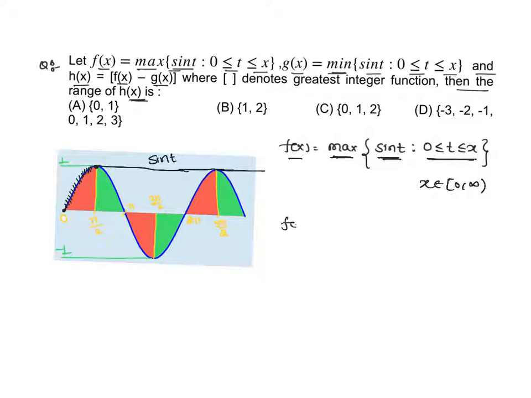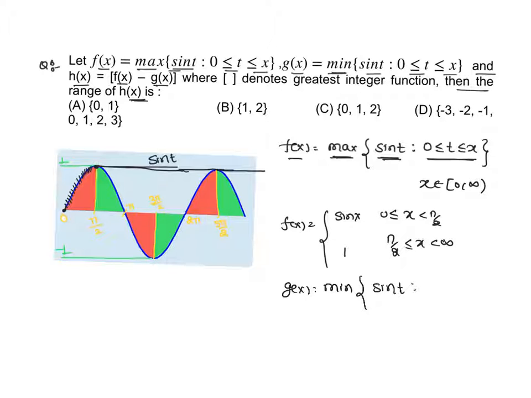So f(x) we can define as what? If x is greater than or equal to 0 and less than π/2, the portion will be sin x. After π/2, till infinity, this will remain constant, that is 1. Similarly g(x), and g(x) is defined as what? Minimum of sin t where t is greater than or equal to 0 and less than or equal to x.